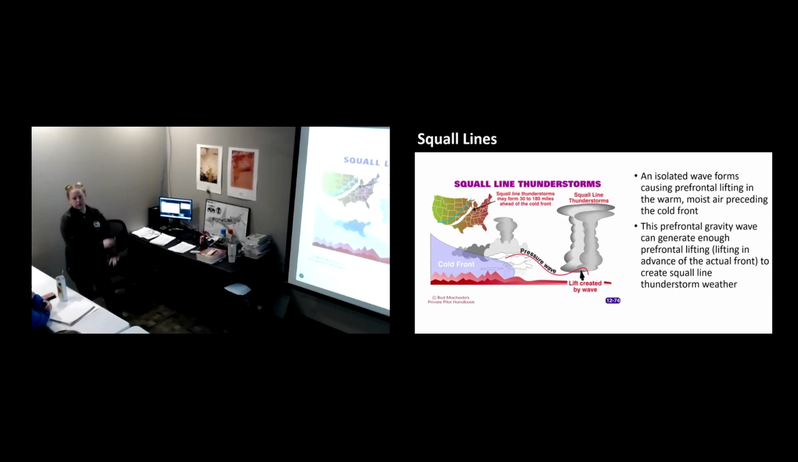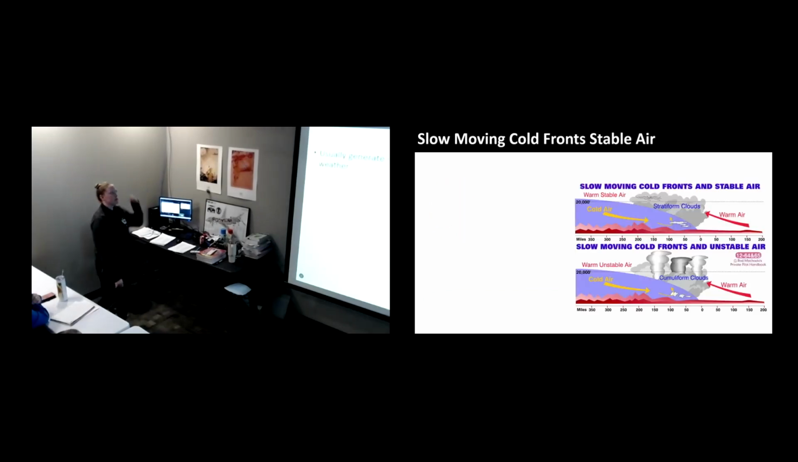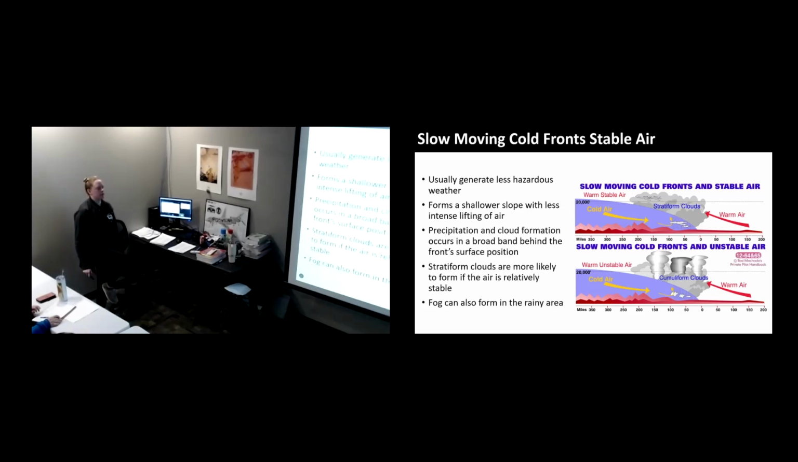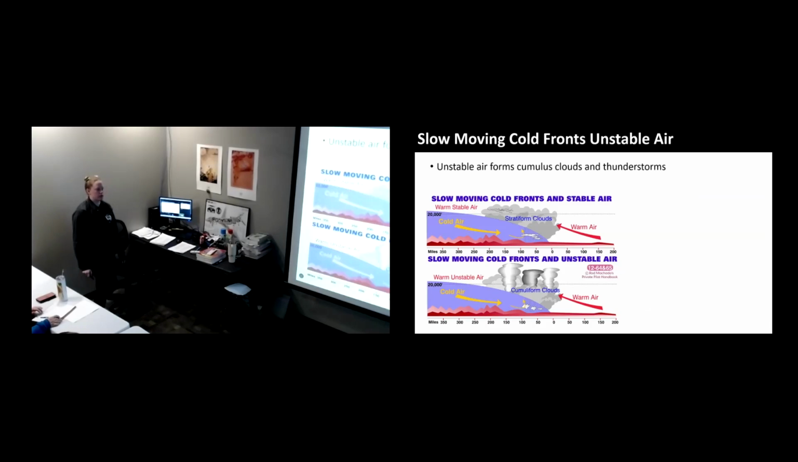There's a pressure wave. You just need to know the squall lines are bad. Elongated areas of thunderstorms. Slow moving cold fronts usually generate less hazardous weather. They form shallower slopes. See how shallow and nice it is for that warm air to just bump right over it. So we're going to get some stratiform clouds. Sometimes, if the air is already unstable, you can get some cumuliform clouds, but typically nothing crazy. Okay. No big thunderstorms.